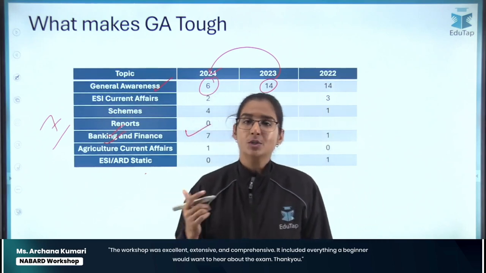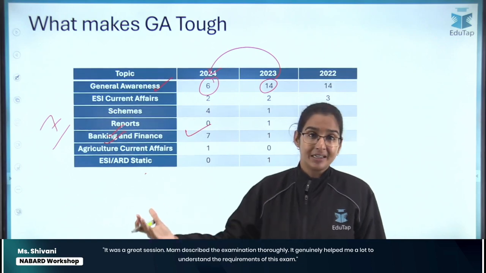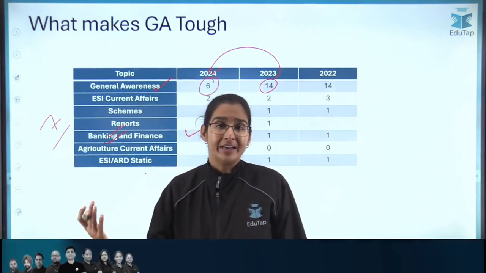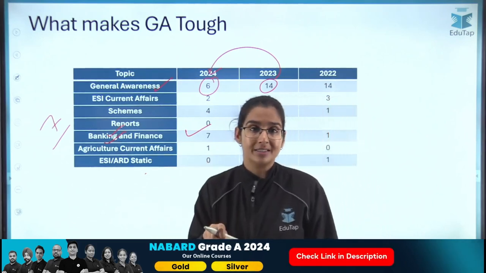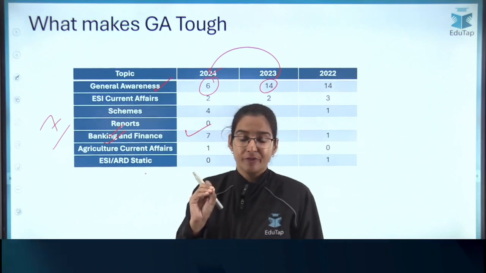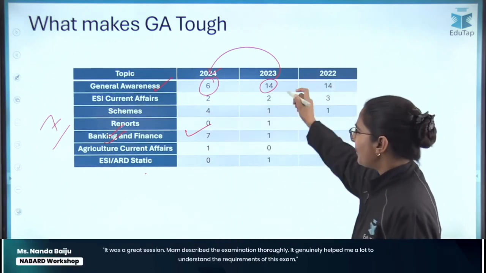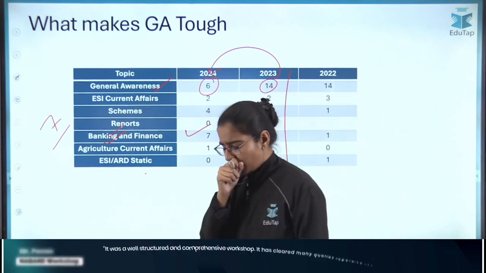Is this a trend? It is very difficult for me to say, because this is the first time we are seeing it, and we have to see in the coming years whether they give the finance current affairs on a regular basis or not. But for the time being, this was a shock this year, and this was one thing which made the GA section of 2024 really tough. Other patterns were on fairly similar lines.